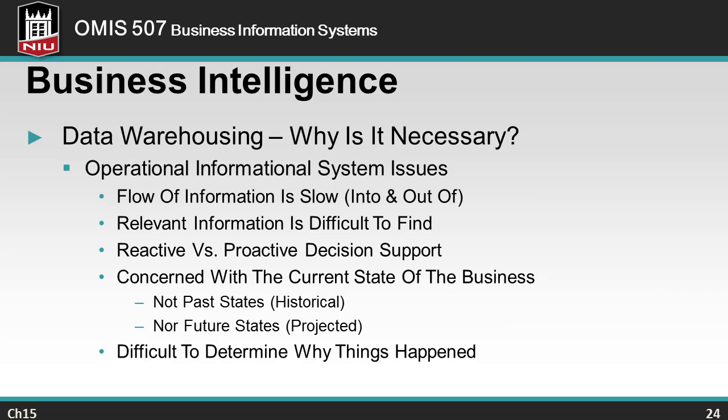Another justification for the implementation of a data warehouse is based upon the issues found with operational information systems. The flow of information in and out of operational systems may be slow. Plus, we don't want to slow down operational systems, and thus our operations, when we run our reports. Relevant information may be difficult to find within the operational systems. Most operational systems are real-time and retain a limited amount of historical data. As a result, analysis of past activities may be difficult.